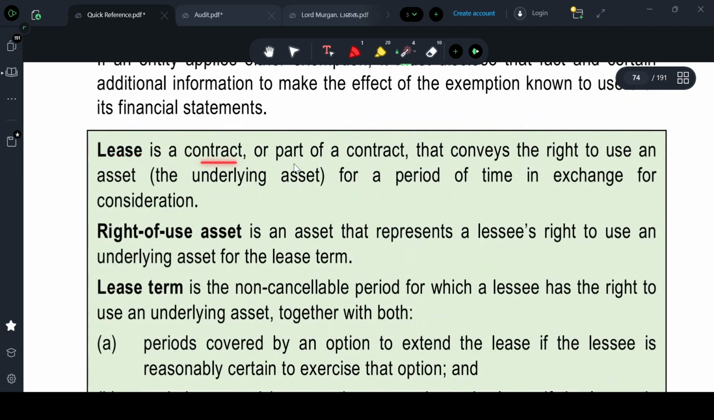So a lease is a contract, or a part of a contract, that conveys the right to use an asset, the underlying asset, for a period of time in exchange for consideration.